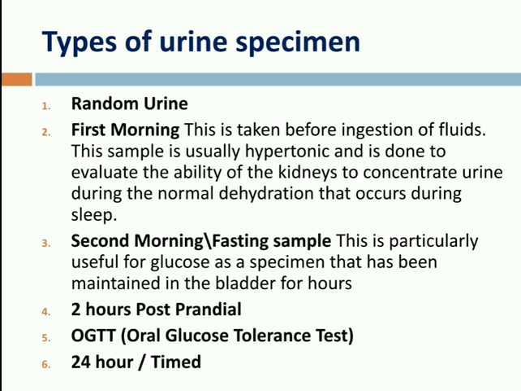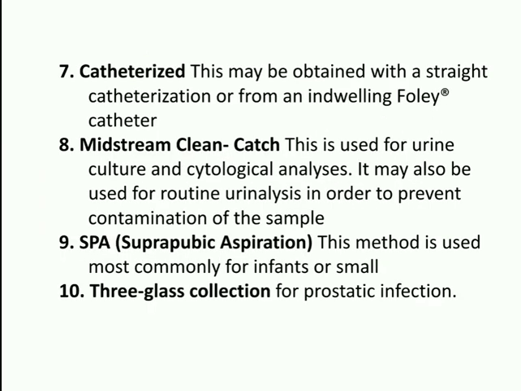Fourth, we have the 2 hours postprandial urine specimen. Fifth, the OGTT, oral glucose tolerance test urine specimen. Then we have the 24 hours urine specimen. Seventh, we have the catheterized specimen. We obtain the urine straight from the Foley's catheter.